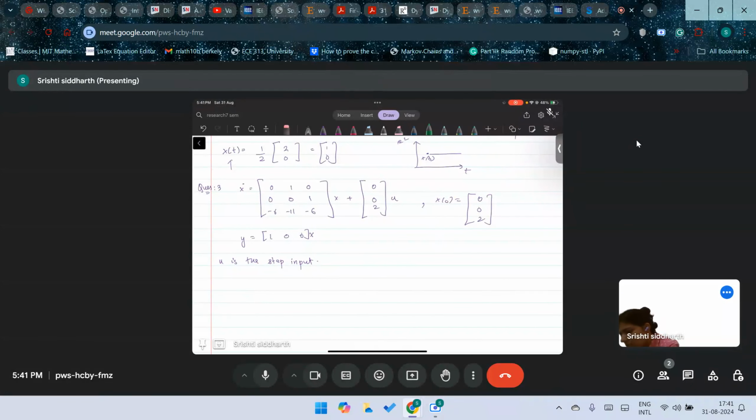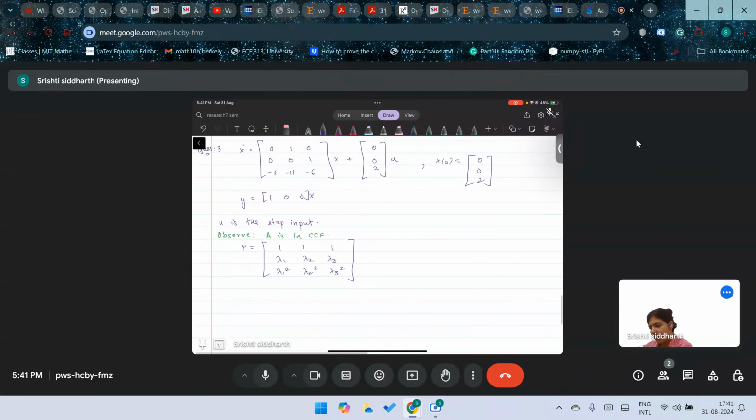So I think you can observe that the A matrix is in CCF form. Therefore, we already know what the model matrix is going to look like. It is going to be 1, 1, 1, and then lambda 1, lambda 2, lambda 3, lambda 1 square, lambda 2 square, lambda 3 square. So you just have to determine what the eigenvalues are. After that, we can compute what P inverse is, and then finally e to the power At.